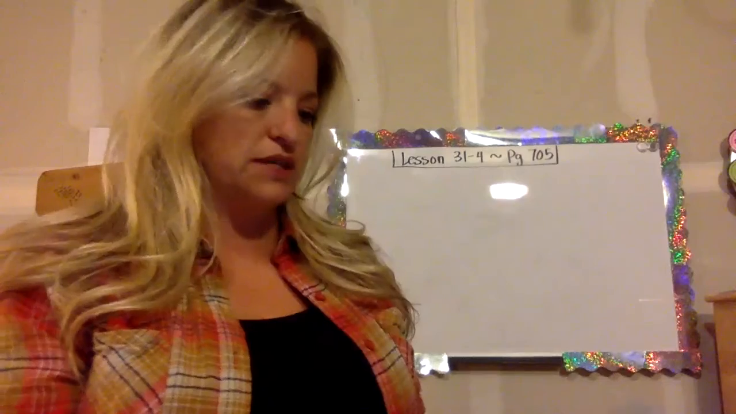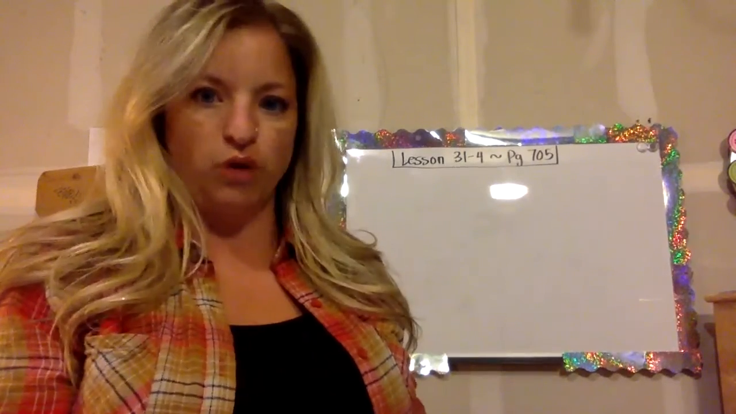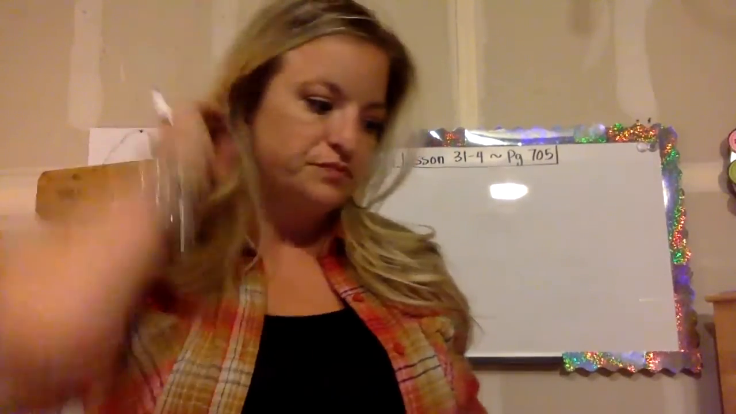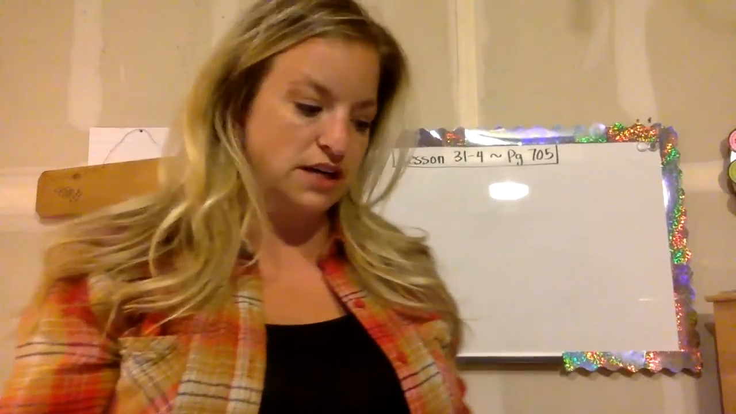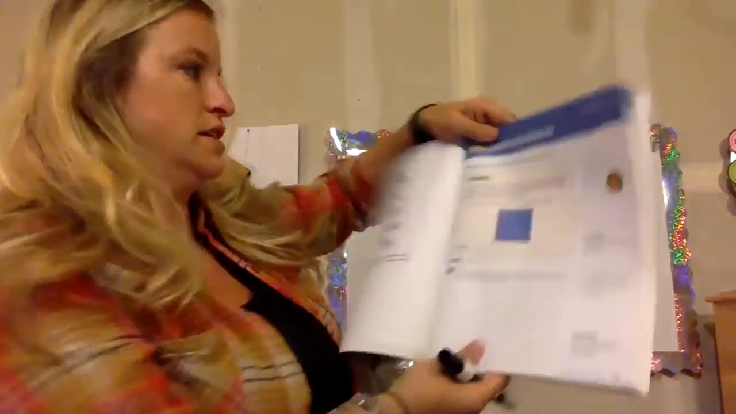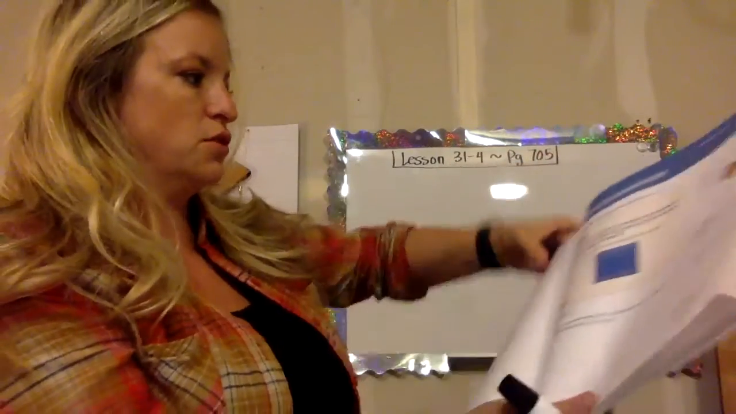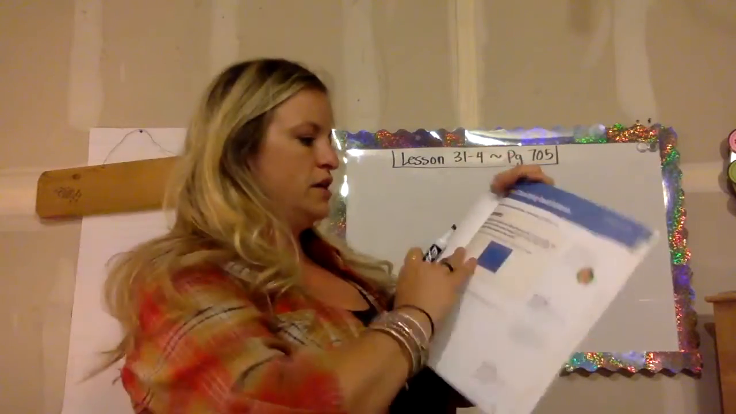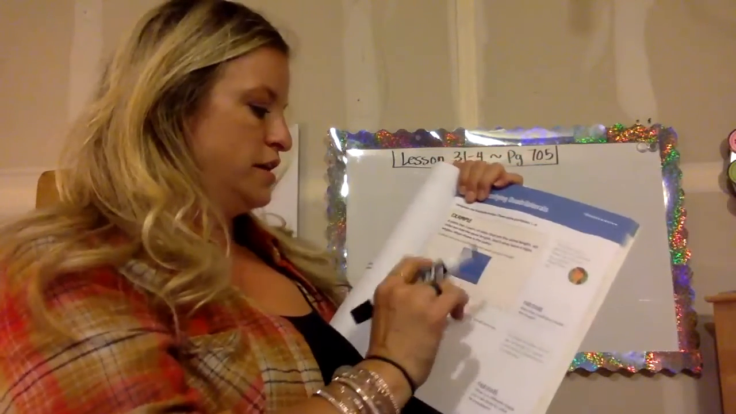We're wrapping up lesson 31, session 4. The page that I'm on is page 705, and we're just going to continue classifying quadrilaterals. So on page 705, it looks like this. It's refining. All we're doing is practicing what we learned in the previous 3 sessions. Here's an example, and it talks about a model.